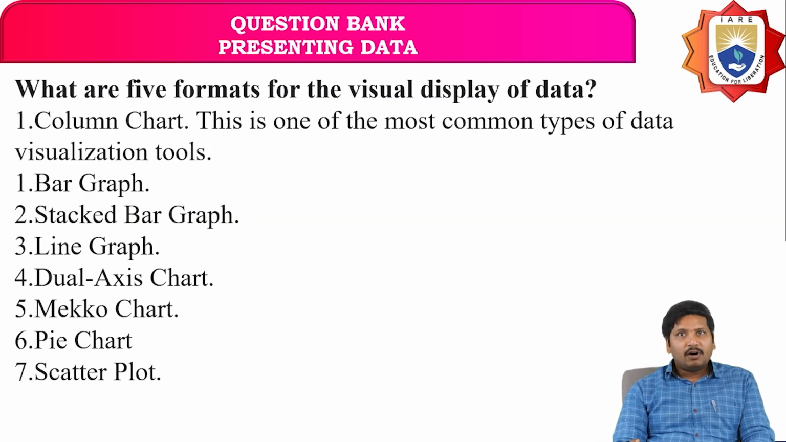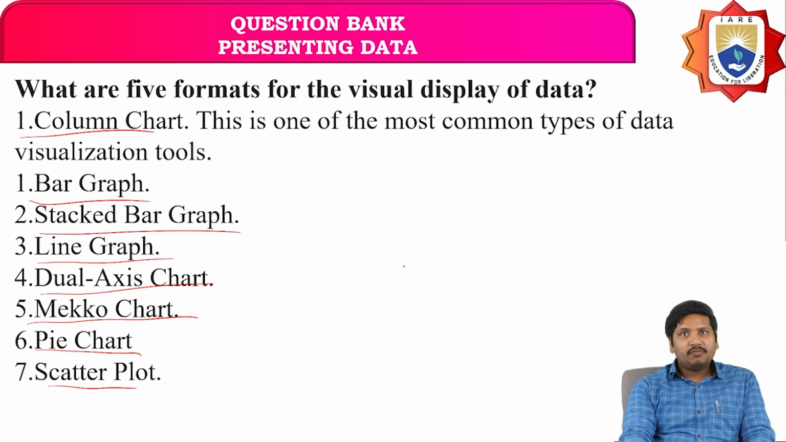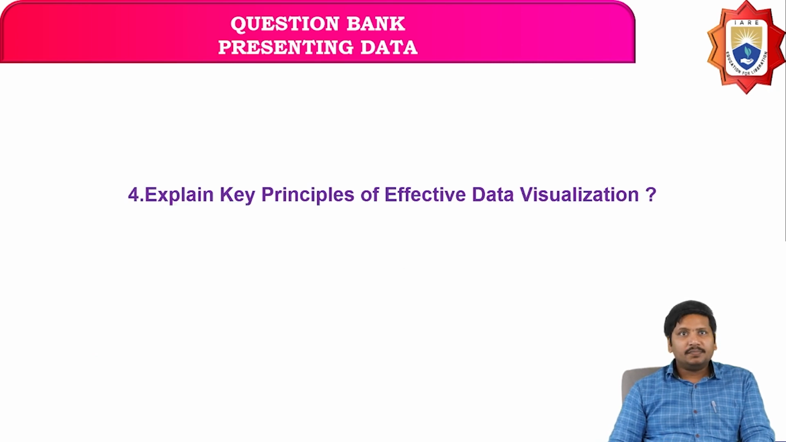And what are the five formats for visual display of the data? The first one is the column chart. This is one of the common types of data visualization tools. And then bar chart, stacked bar chart, line graph, dual axis chart, Mekko chart, pie chart, and then scatter plot. So these are the different types of formats for visualization of the data.